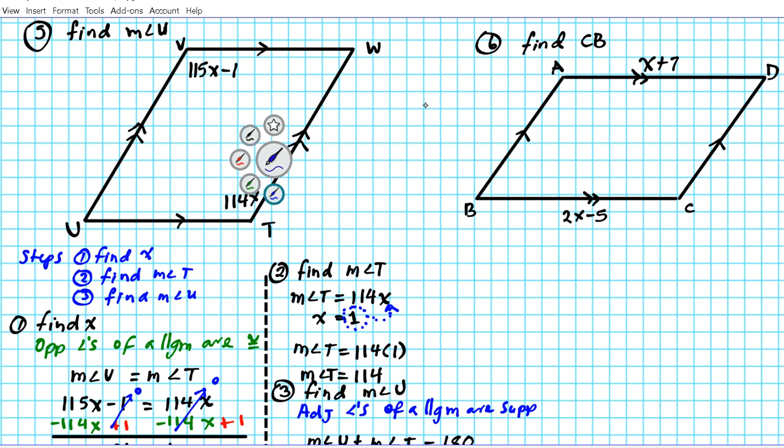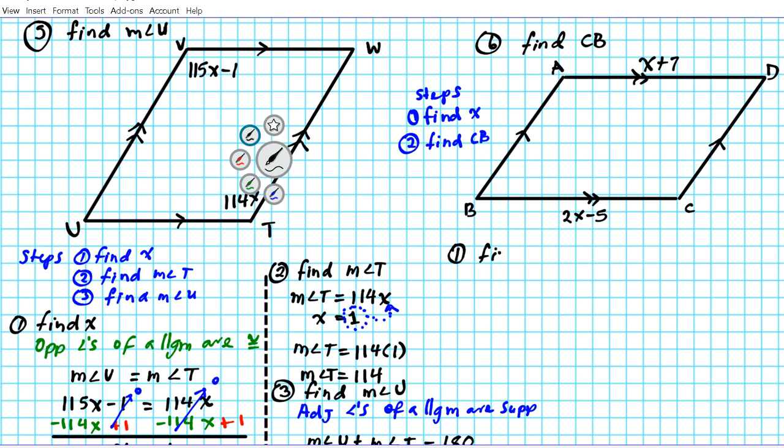For number 6, let's write down the steps that we're going to take. First of all, we need to find x, okay? After we find x, we can now use that x to find the measure of side CB, because the measure of side CB is dependent on x for its value. Okay? All right, let's do the first part.